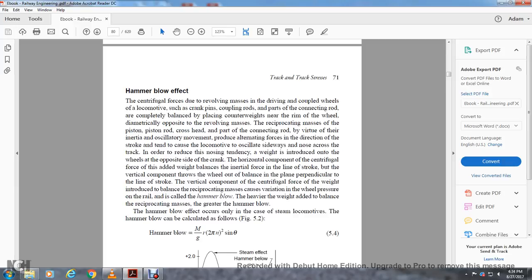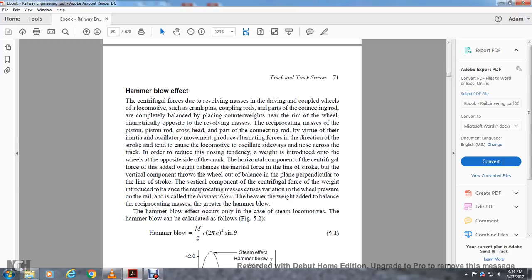In order to reduce the nosing tendency, a weight is introduced onto the wheel on the opposite side of the crank. Its horizontal component, with the centrifugal force of the weight, balances the inherent forces in the line of stroke, but the vertical component throws the wheel out of balance in the plane perpendicular to the line of stroke. The vertical component of the centrifugal force of the weight introduced to balance the reciprocating mass causes variation of the wheel pressure on the rail, called the hammer blow. The heavier the weight added to balance the reciprocating mass, the greater the hammer blow.